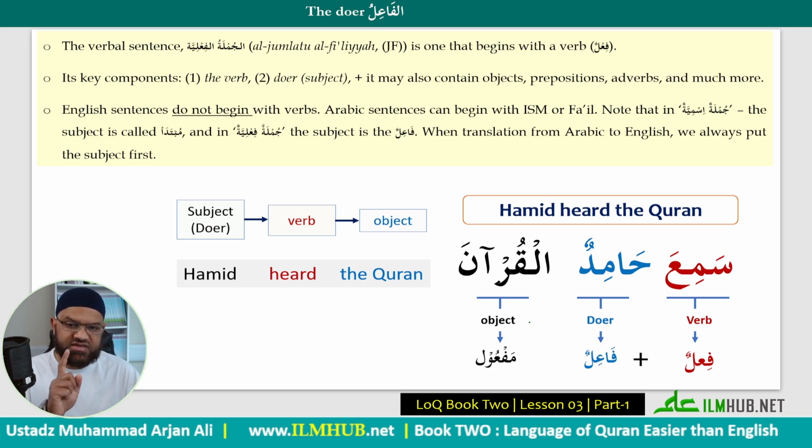So in verbal sentence, the verb comes first, and then we have a doer. The doer can be in the verb itself, or it can come afterwards as an external noun, which is the doer. And that is the major point, inshallah. If you get that, the rest will be easy. So I put the notes at the top that Jumla Fi'liya begins with the verb. It has 2 key components. Number 1, the verb. Number 2, the doer. And of course, it can contain lots of other things in more complex or varied sentences.